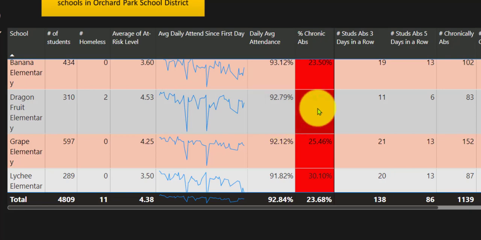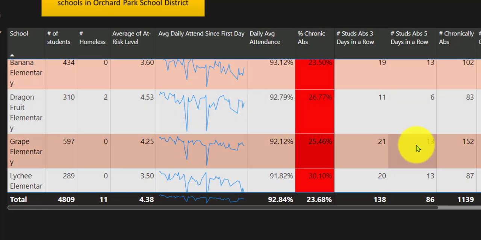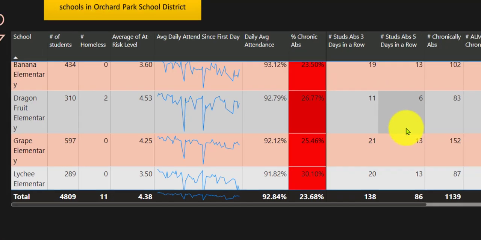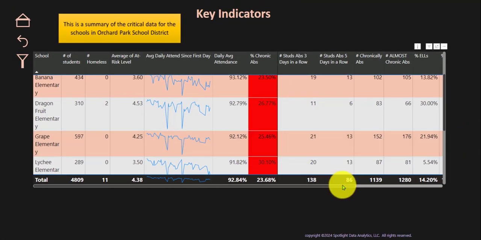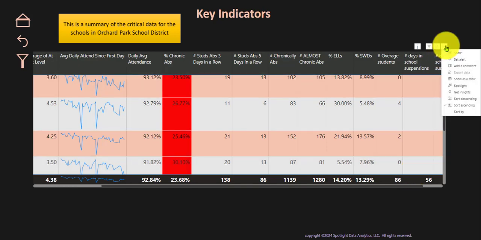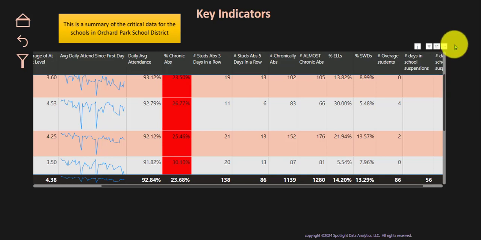You can see daily average attendance, chronic absenteeism, current students who have been absent 3 days in a row, 5 days in a row. All of this data is updated daily, so you can take a look at that. You can even see the number of students who are almost chronically absent. And then again, you can download this data if need be. You can click the three ellipses, go to export data.